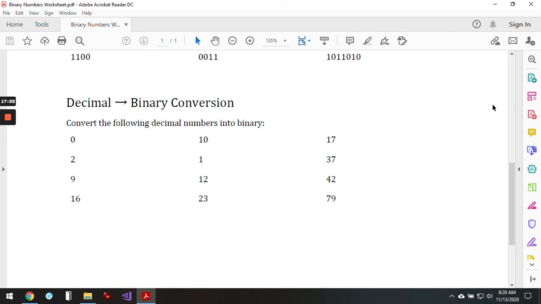Twelve is 8 and a 4, so that's 1, 1, 0, 0. 23 is 16 plus 4 is 20, plus 2 plus 1, 23. You see how I'm doing that? 16, 0, 1, 1, 1.